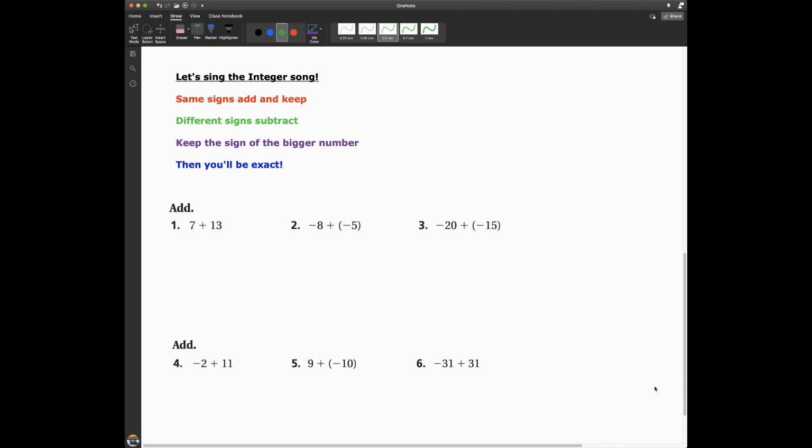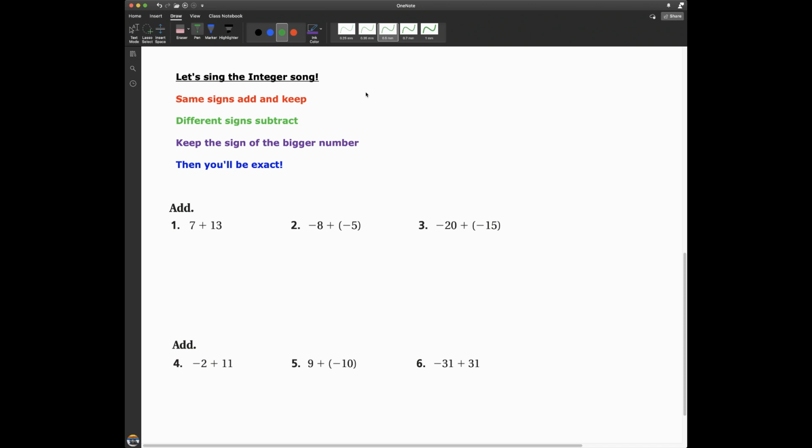All right, and the way it goes, me, me, me, me, me, me. Let me try this. Right, here's how we sing it. It goes like this. Same signs add, and I'm not even singing. Here we go.